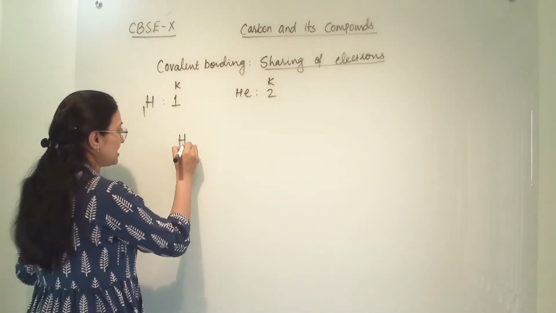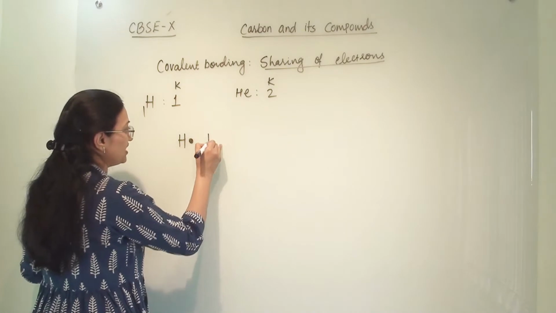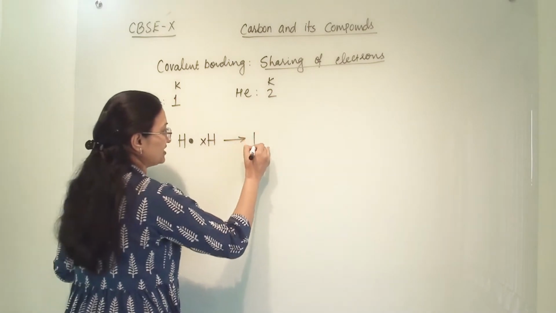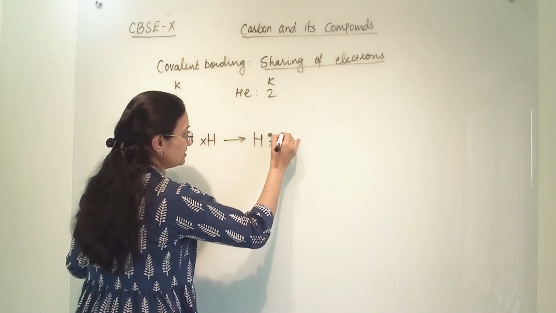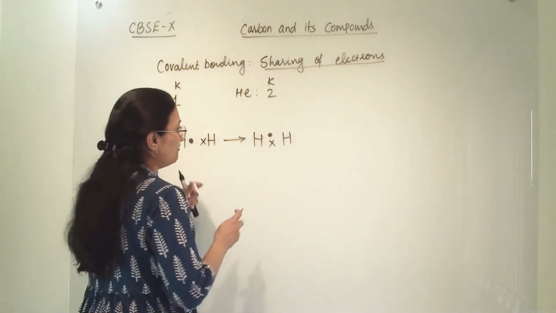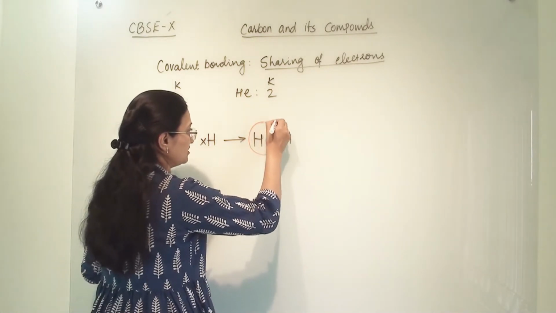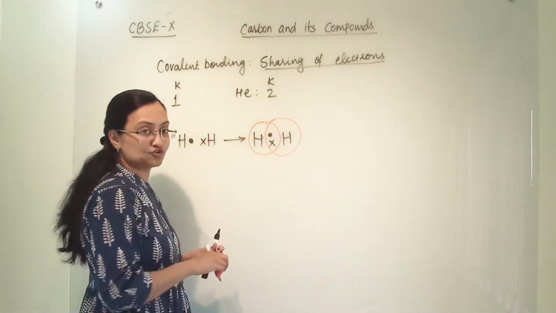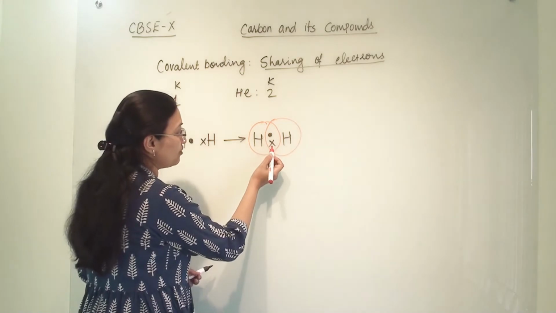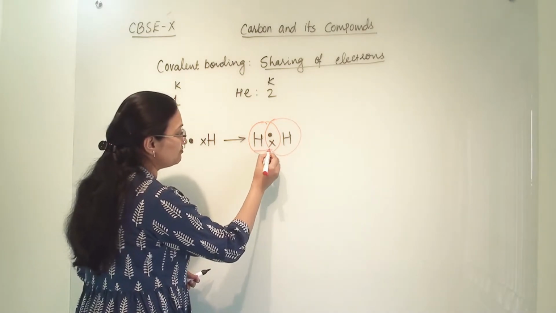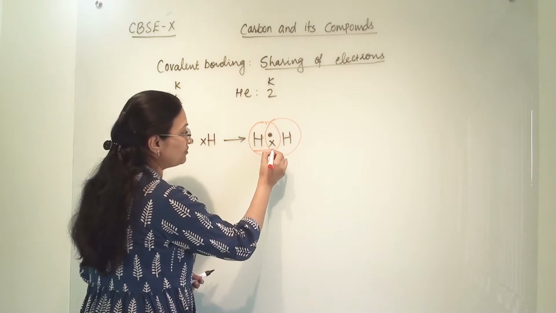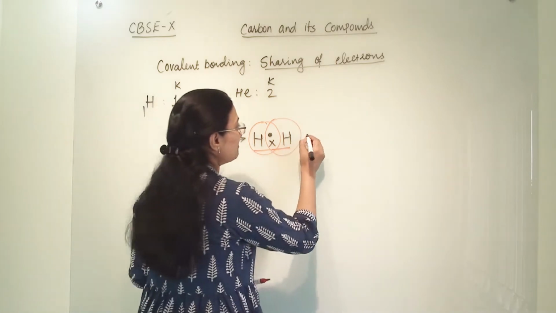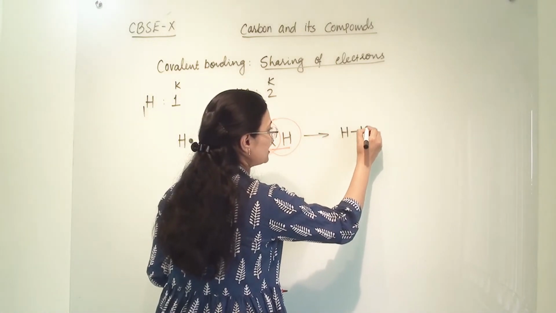For example, this hydrogen has this 1 electron and this hydrogen has this 1 electron. They will share the electron, like this and like this. The way we show a set in mathematics, we show it here. Now these 2 electrons will behave as if they are with this hydrogen, and these 2 electrons will behave as if they are with this hydrogen. So they will give us a covalent bond between hydrogen and hydrogen.